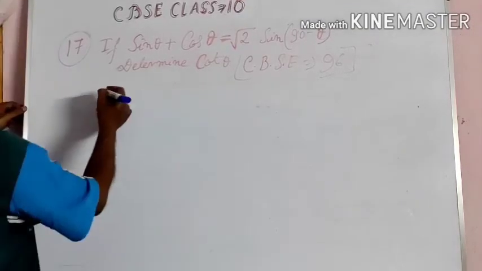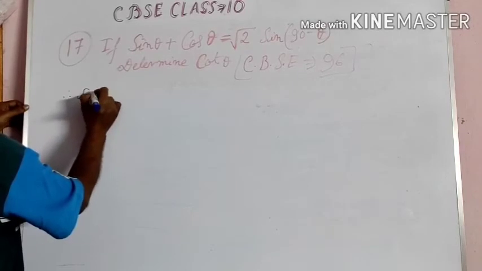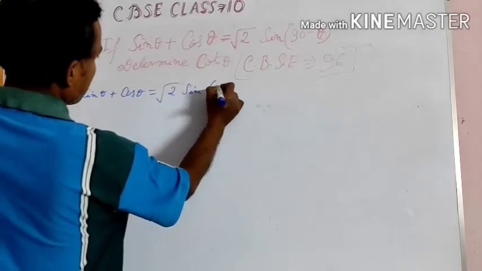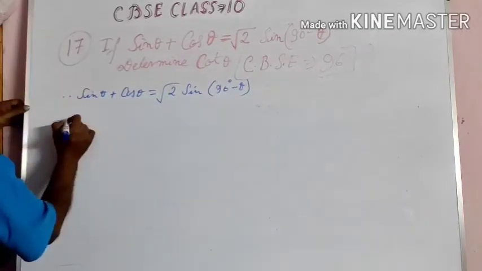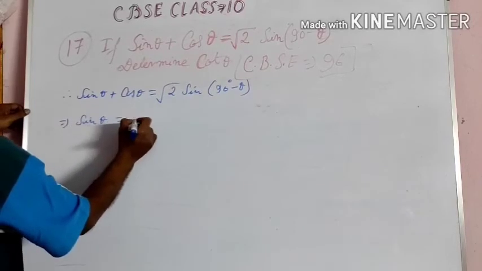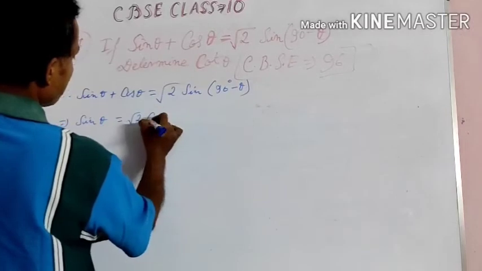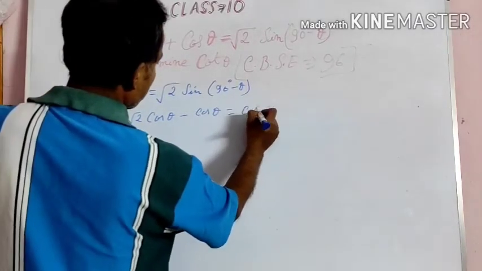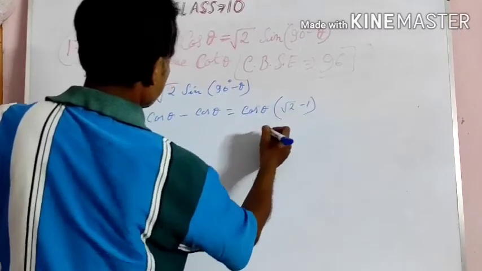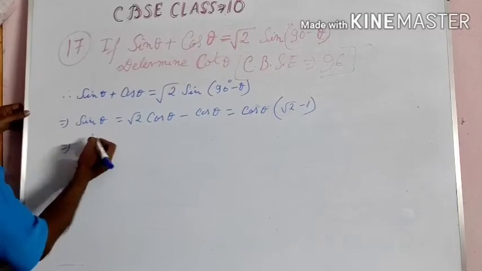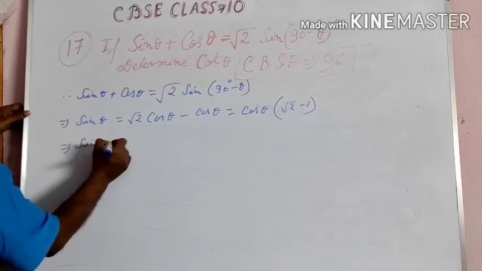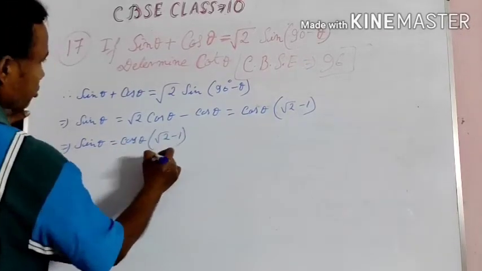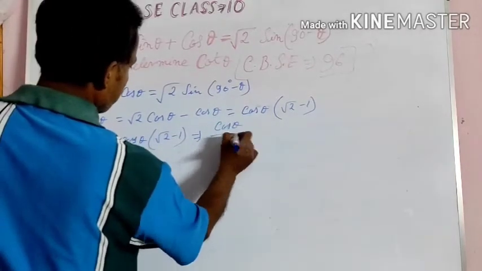Here sin theta plus cos theta is equal to root 2 sin of 90 degree minus theta given, or sin theta is equal to root 2 sin 90 degree minus theta minus cos theta, that is root 2 cos theta minus cos theta, or cos theta taking common, cos theta root 2 minus 1, or sin theta is equal to cos theta into root 2 minus 1, or cos theta by sin theta.